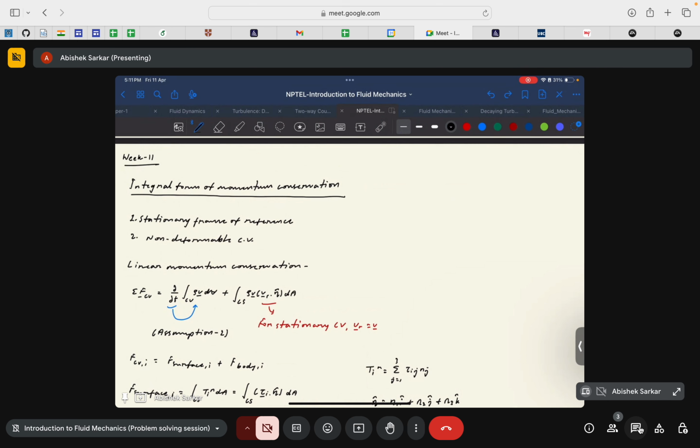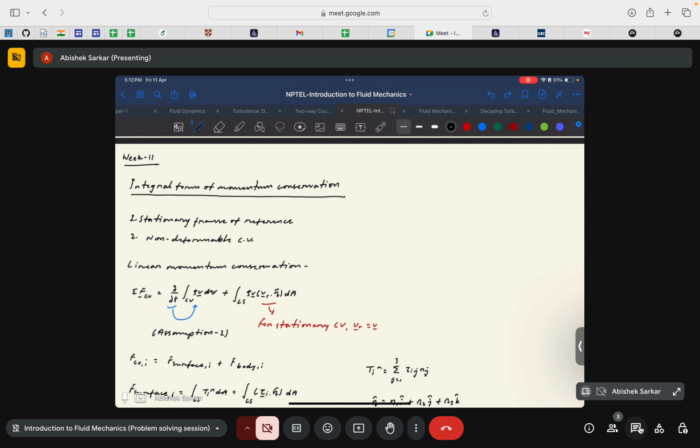And this week, we will be discussing one of the most important topics, which is the cornerstone of fluid mechanics, that is the Navier-Stokes equation. We'll look into the derivation of the Navier-Stokes equation and see how it is implemented in solving different kinds of fluid flow problems.